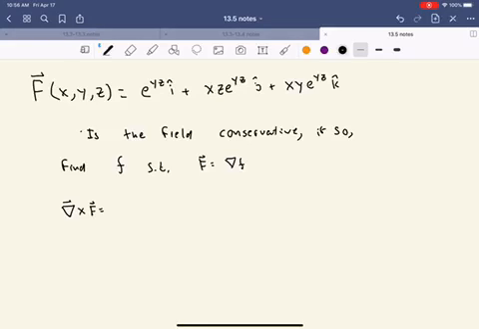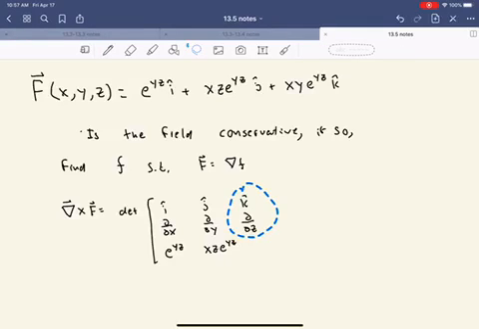Okay, so the curl of the vector field again, determinant i, j, k, partial with respect to x, partial with respect to y, partial with respect to z, of F. e to the yz goes here, xz e to the yz goes here. Let me move this a little bit over. And then xy e to the yz goes here.